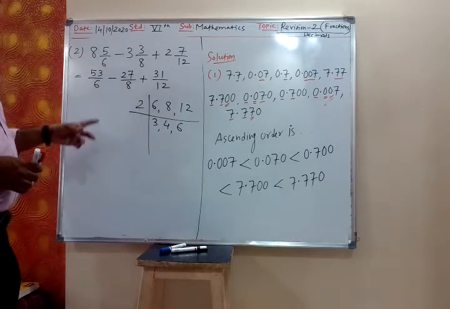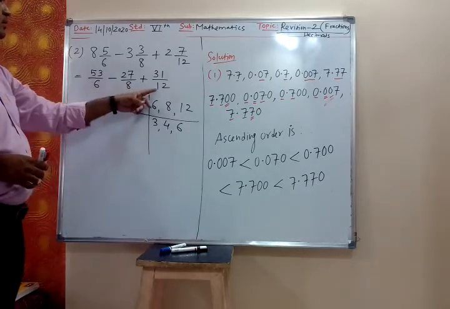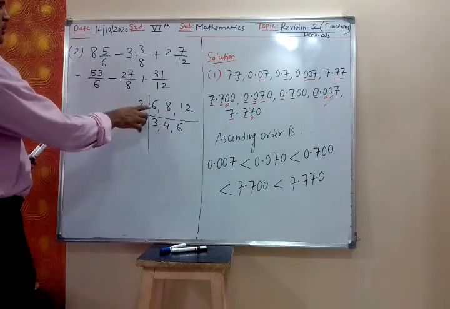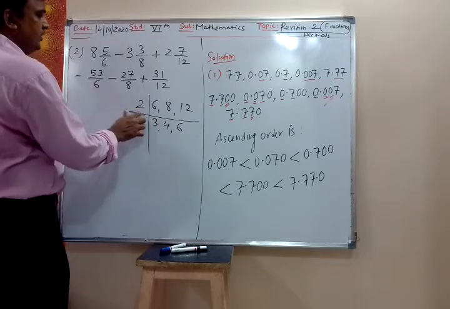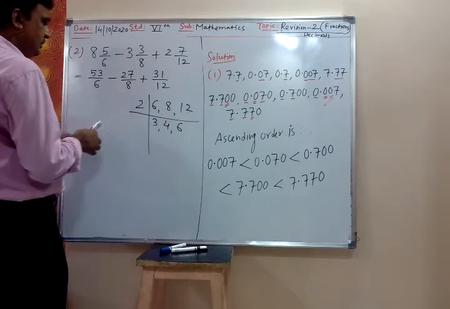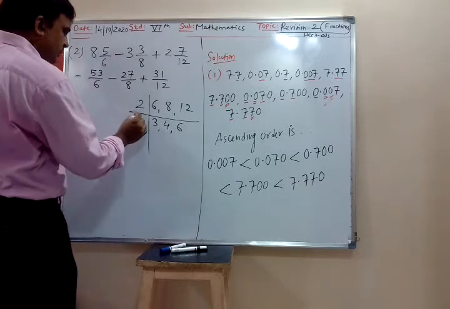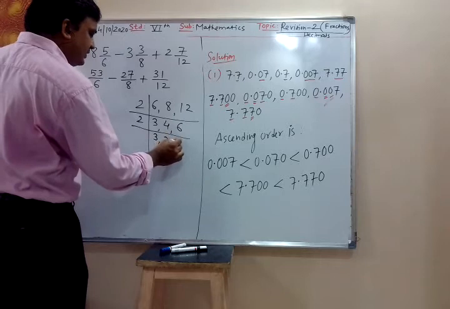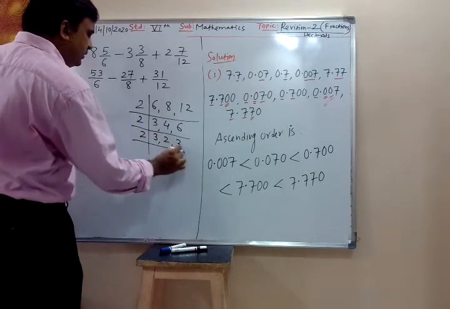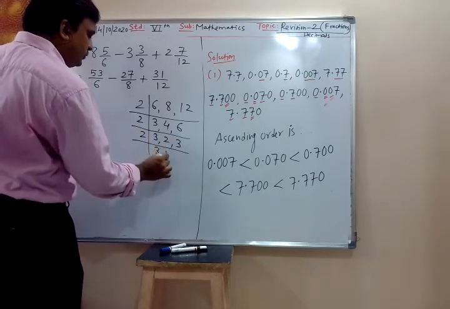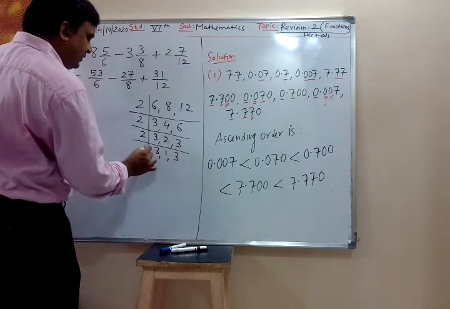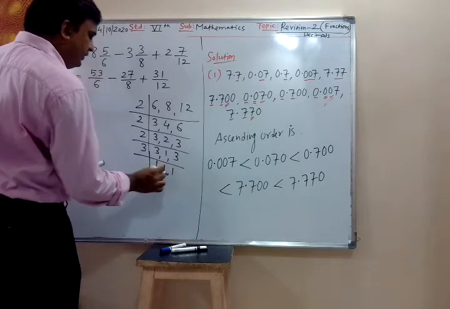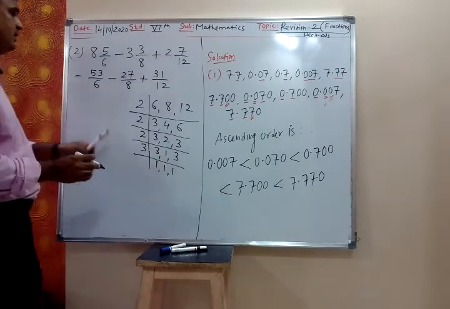Now we find the LCM of 6, 8, 12. So we use the common division method. 2 3s are 6, 2 4s are 8, 2 6s are 12. Now again we will continue with 2. 2, 3 I will write as it is. 2 2s are 4, 2 3s are 6. Again I will do with 2. 3 I will write as it is. 2 1s are 2. Then 3 I will write. Now I will continue with 3. 3 1s are 3, 1, 1, 1. So whenever you get all 1s, you have to stop there.